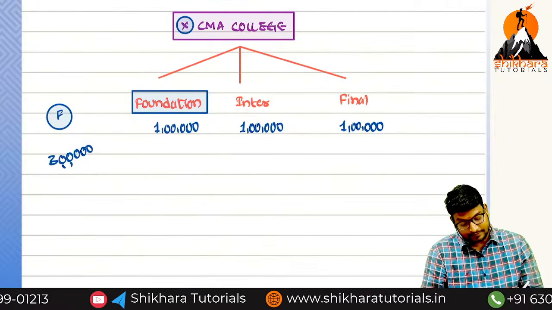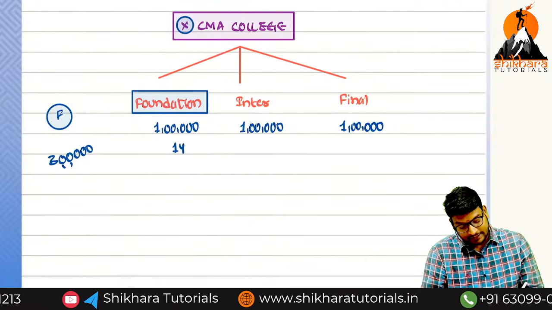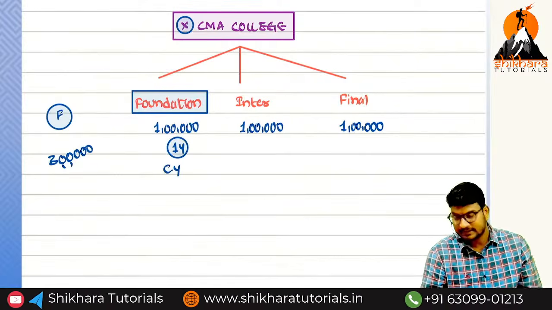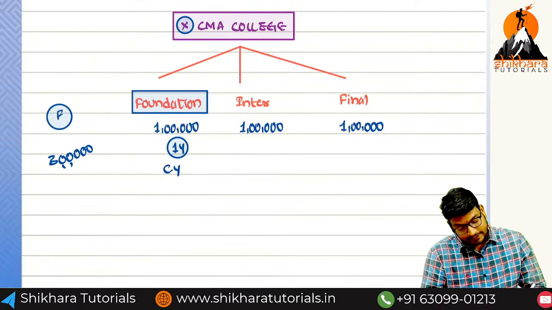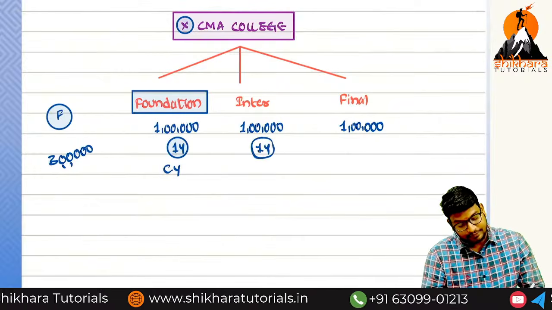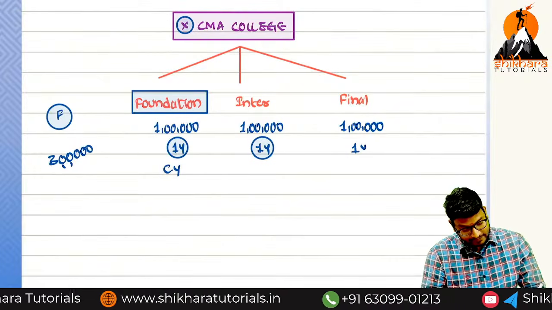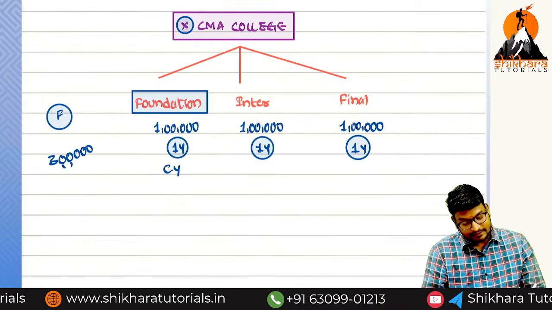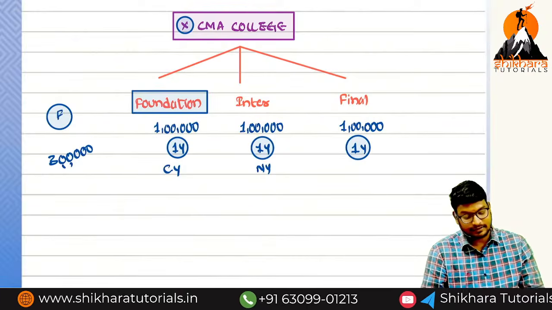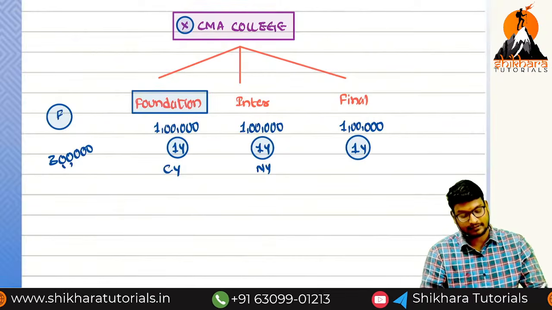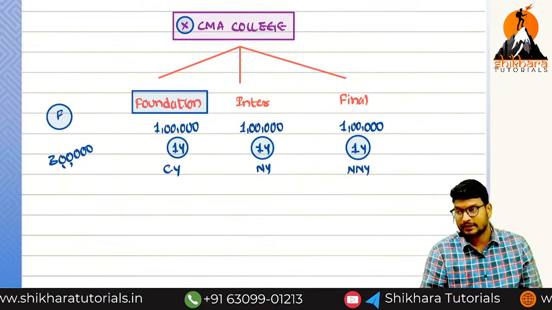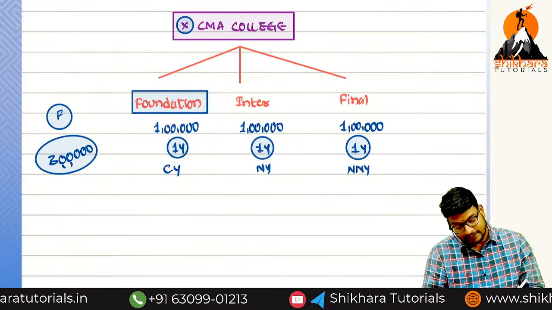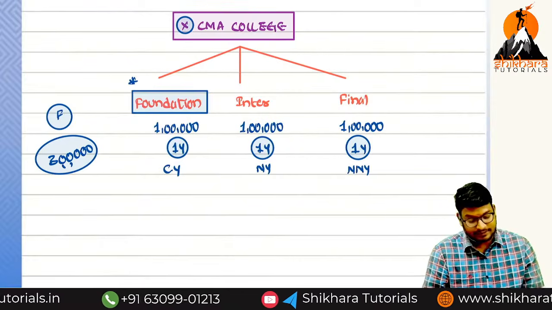So let me take, for foundation it will take 1 year. Okay, in the example, imagine this is the current year. And inter for another 1 year, final for another 1 year. So that means is this 1 year the next year or the current year? Next year. This 1 year is the next to next year. But we are receiving the total 3 lakhs in which level? In the current year itself. In the foundation level only we are receiving what?